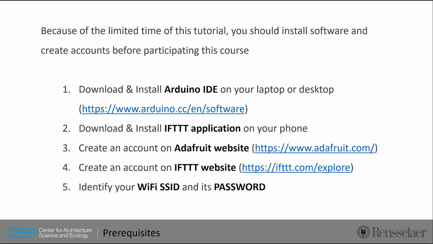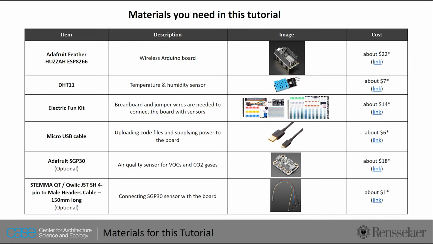Because of the limited time of this tutorial, I assume you have already installed software and created accounts as I described in the handout. If you didn't, please download and install Arduino software on your laptop or desktop and install the IFTTT application on your phone. Also, create accounts on the Adafruit and IFTTT websites. Finally, identify your Wi-Fi SSID and its password. These materials are needed for this tutorial.